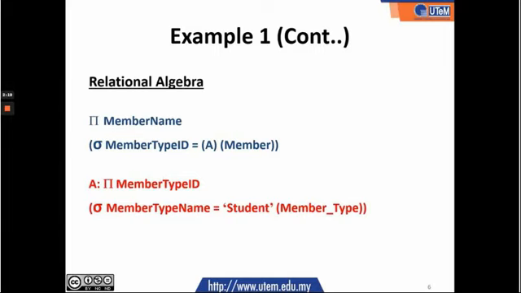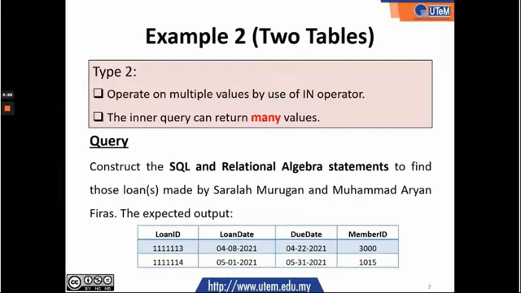Alright, next, the second type of nested query technique, which is the in operator. As we have learned in Module 14, this operator can accept more than one value from the inner query. In other words, the inner query can return many values. So for the second example, we need to construct the SQL and relational algebra statements to find those loans made by Sarah Morgan and Muhammad Aryan Firas.